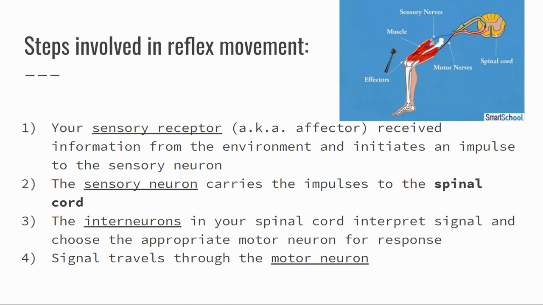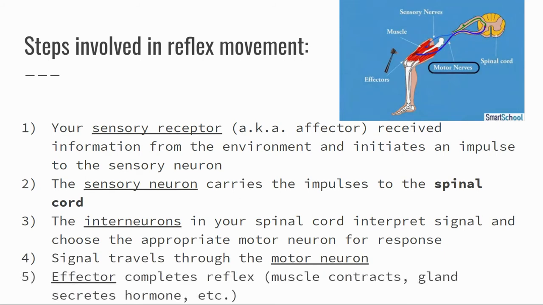The signal travels through the motor neuron and ends up at the effector, the muscle reflex. So it can either be muscle contraction or gland secretions for hormones and stuff like that. We're going to talk mostly about the obvious ones that are muscle contractions because we can see those. We can't see our glands secrete hormones. So when we talk about reflexes, we really focus on the ones that we can see visibly. So those are the 5 steps that you need to get into your notes to make sure that you understand the process of a reflex arc.